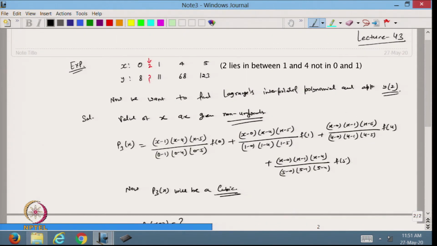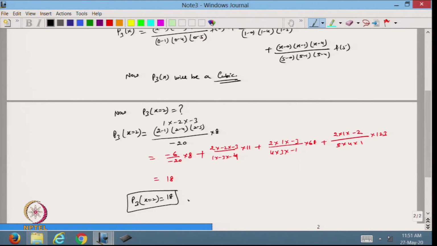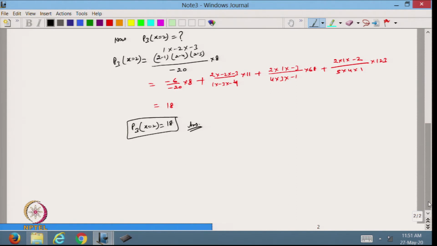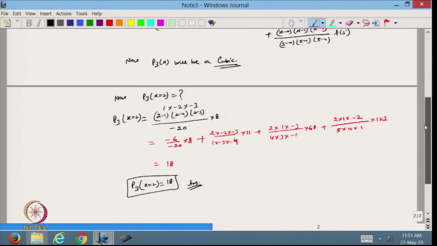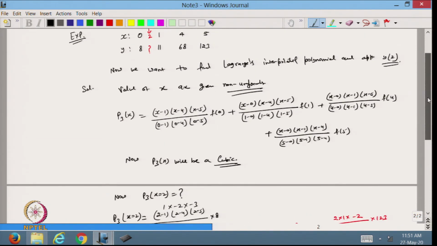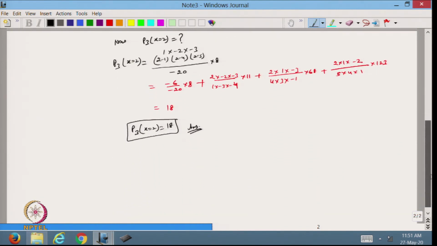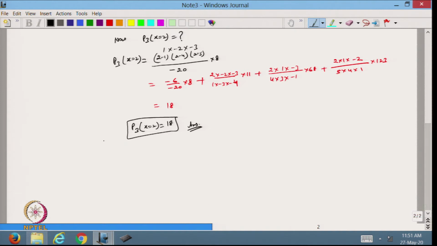So, here the value is coming 18. So, that is the answer of this question. So, this way we can find the value of the interpolating polynomial at any points given in between the data. Data is given from 0 to 5, and the value 2 is in between that one. So, that is why it is called the interpolating polynomial, interpolating equation.